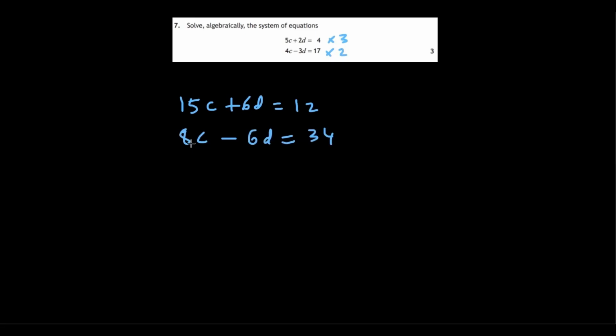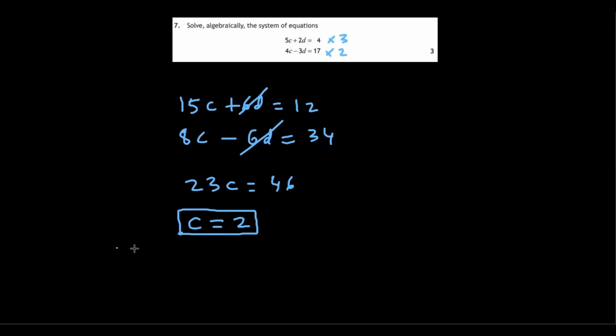And then if we add the two equations, these terms would cancel, and we're left with 23c equals 46, and that gives c equals 2. And then we just plug that into one of the equations. So I'm just going to use the first one.